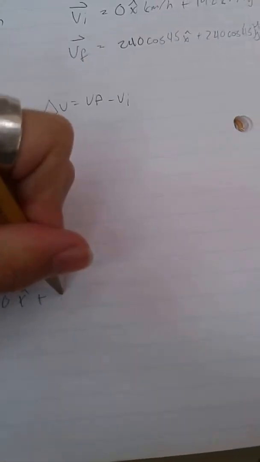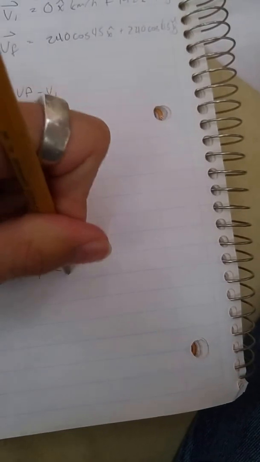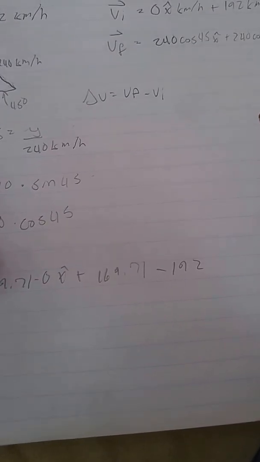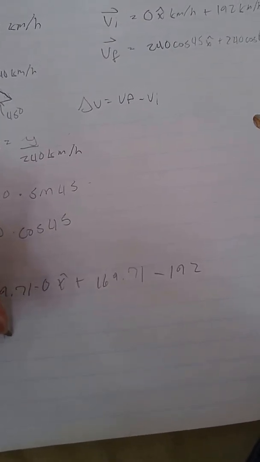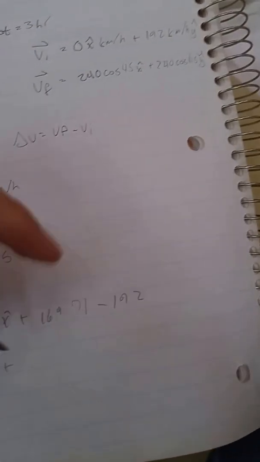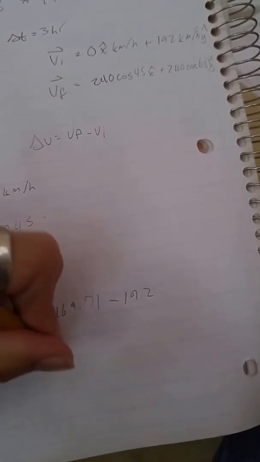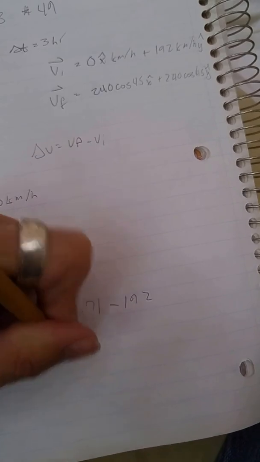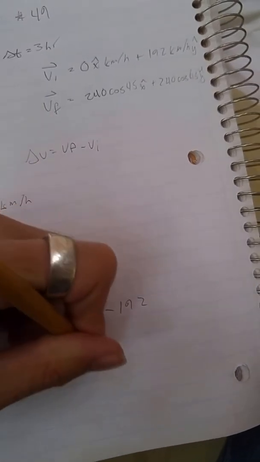And then we have 169.71 minus 192. So after subtracting, we get 169.71 x hat plus a negative 22.29 y hat. Of course, this is all kilometers an hour.